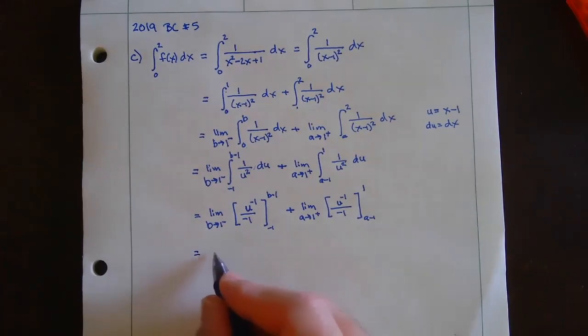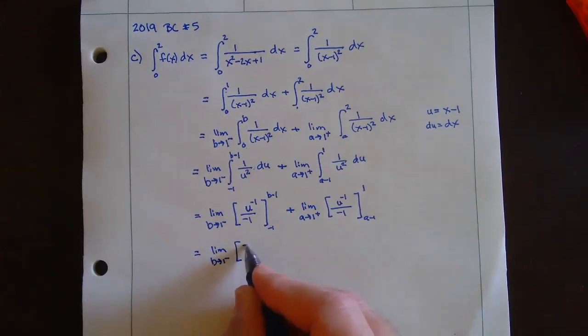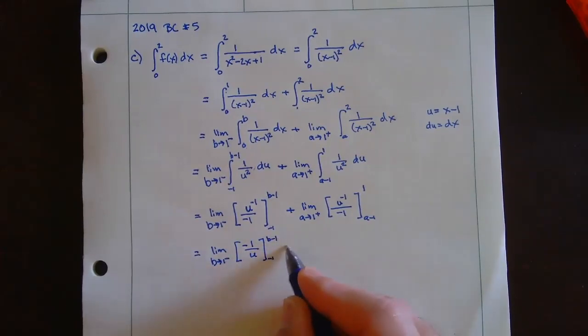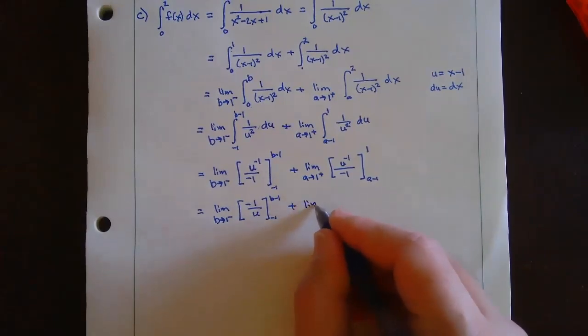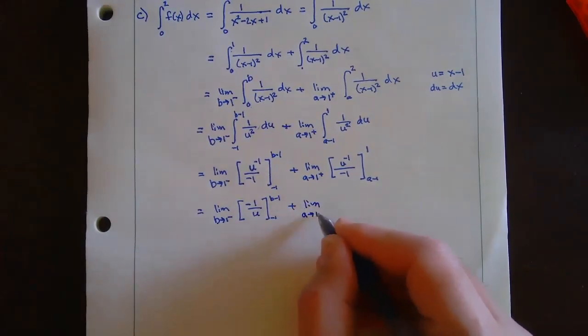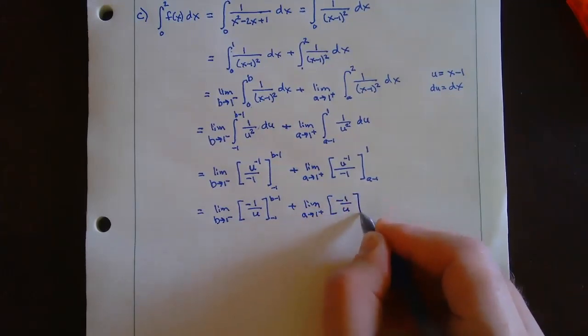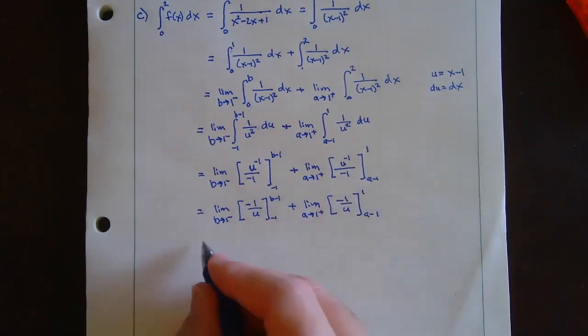So I'm going to go ahead and write that. The limit as b approaches 1 from the left of -1 over u from -1 to b minus 1, plus the limit as a approaches 1 from the right of -1 over u evaluated from a minus 1 to 1.